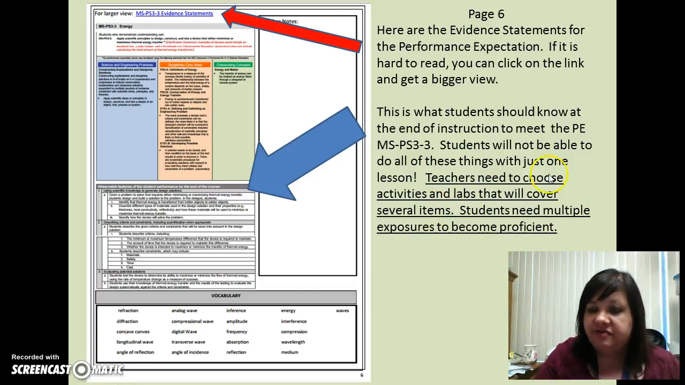Teachers need to choose activities and labs that will cover several items. They need multiple exposures to become proficient. It's not significant learning if there's only one thing that students are getting out of the lab and you have to do 47 different labs. It's much better if they can get many things out of the one lab experience.